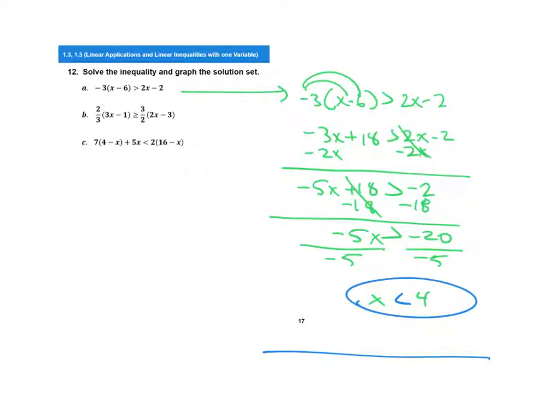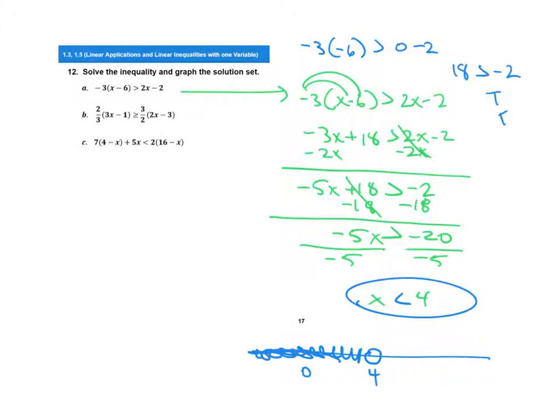So, included at 4, everything to the left. Now let's make sure that it makes sense. Something that's less than 4 that would be easy to check would be 0. So if I substitute a 0 into this original, 0 minus 6 is negative 6. 2 times 0 is 0, 0 minus 2. All right, so I'm going to get 18 is greater than negative 2. True or false? It's a true statement, so that means the values work over here.